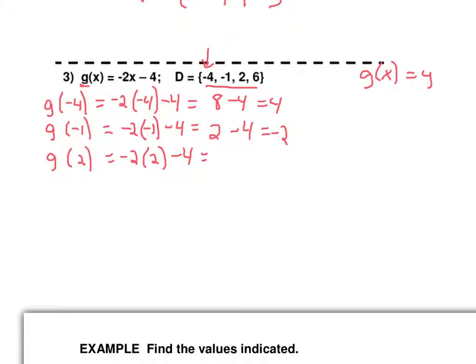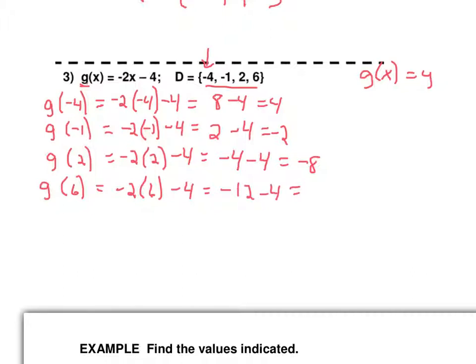So on this one I get negative 2 times negative 1, that's positive 2 minus 4 gives me negative 2. Then negative 2 times positive 2 is negative 4 minus 4. Remember to keep change, and you get negative 8. Then negative 2 times 6 is negative 12 minus 4. Keep change, and you get negative 16. So my range, capital R, is equal to, and the brace on the end, and then you list your range. 4, negative 2, negative 8, and negative 16.